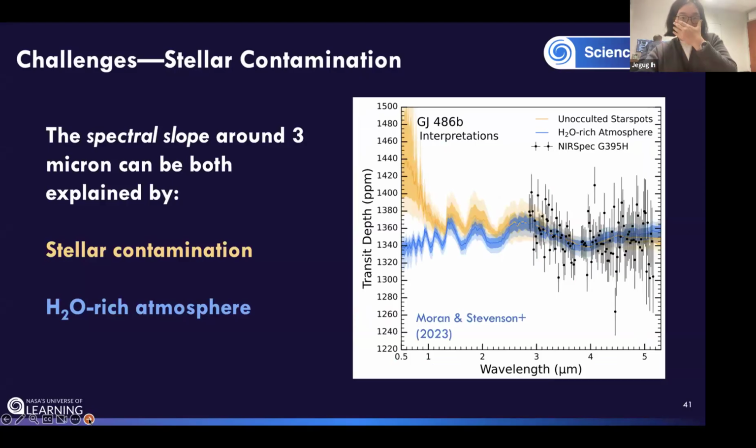So for Gliese 486b, that's indeed what they found. This little slope that I mentioned earlier, this low level wiggle, could equally be explained by a bare rock that's transiting a stellar surface that's inhomogeneous, which is stellar contamination, or it could be explained by a water-rich atmosphere. So there's some degeneracy there. And the modeling challenge now is to actually model these stellar surfaces, which involves a lot of 3D modeling, a lot of magnetic field modeling, and those are rather difficult.